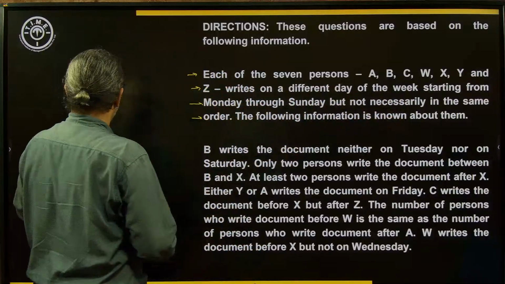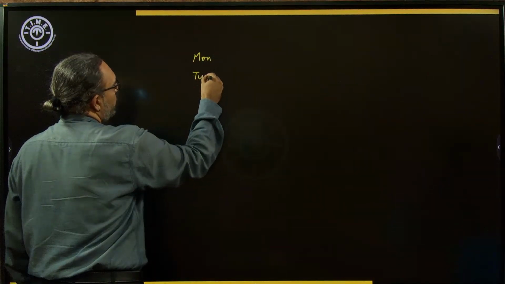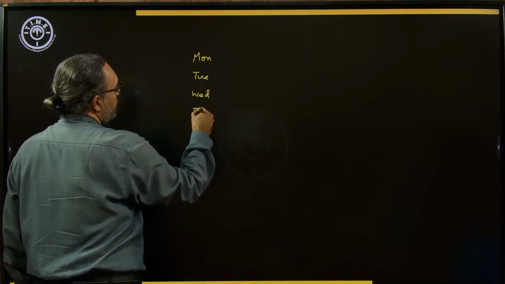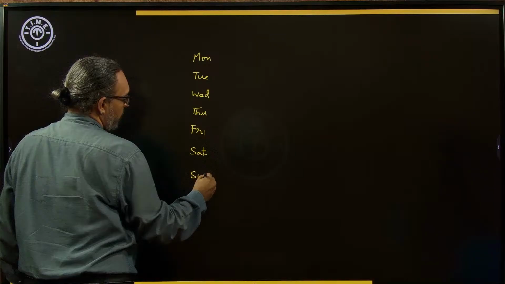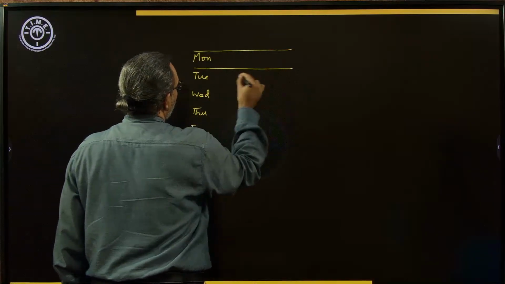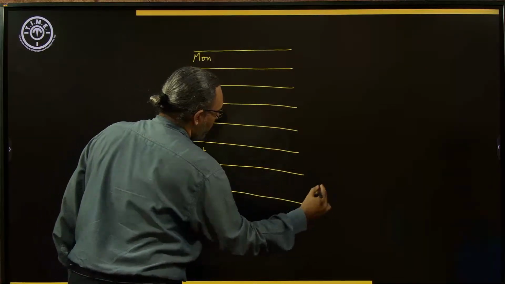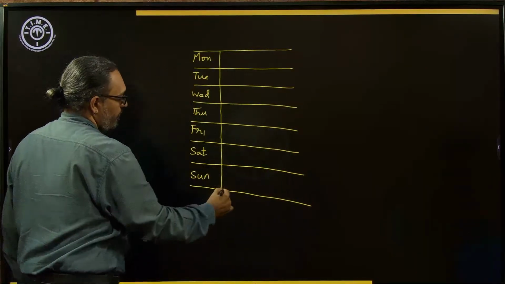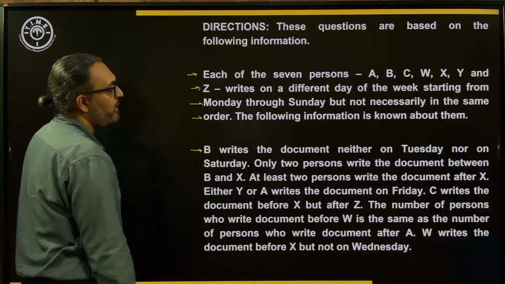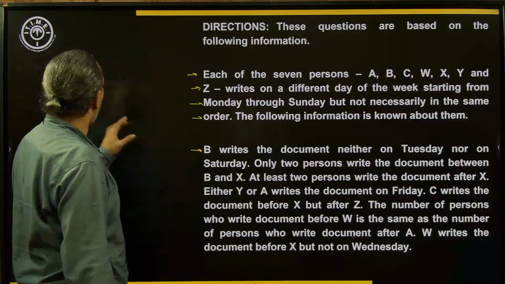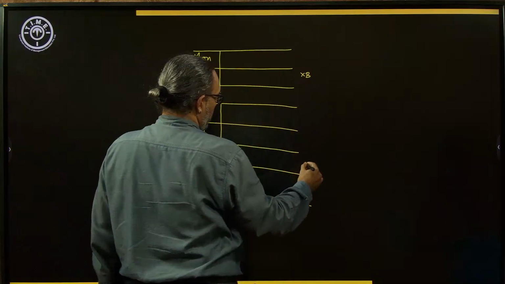So we fix the days, correct? So we have Monday, Tuesday, Wednesday, Thursday, Friday, Saturday, Sunday. So Monday to Sunday we have. Now we need to see who is available on what day. And then the following information is known. It says B writes the document neither on Tuesday nor on Saturday. B is neither on Tuesday nor on Saturday.